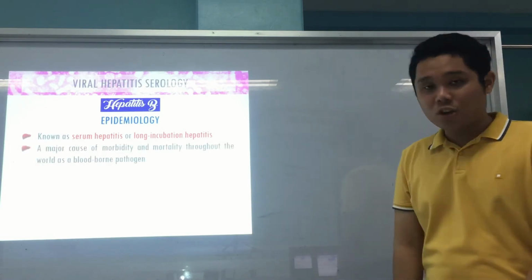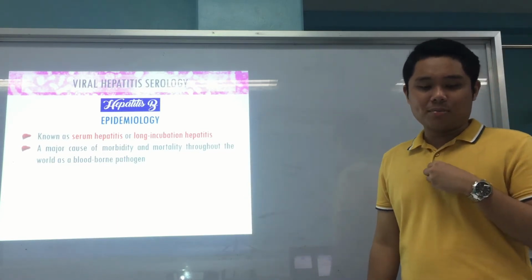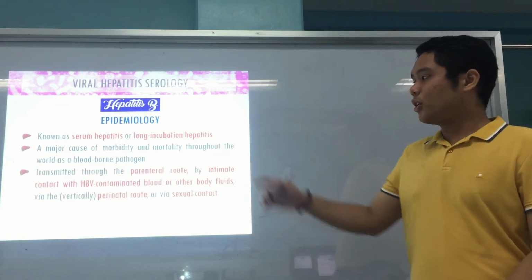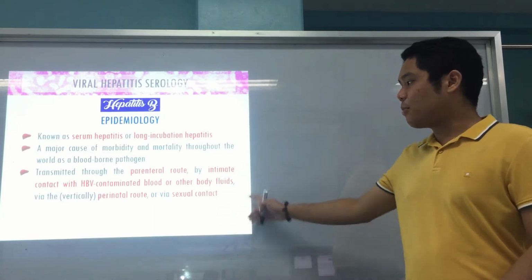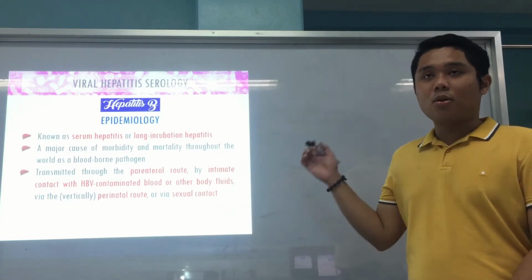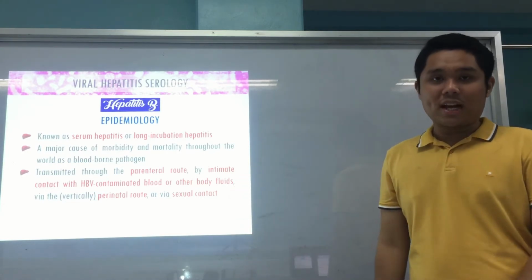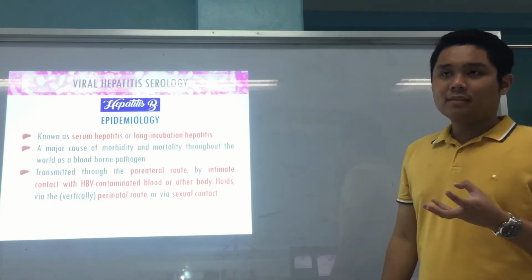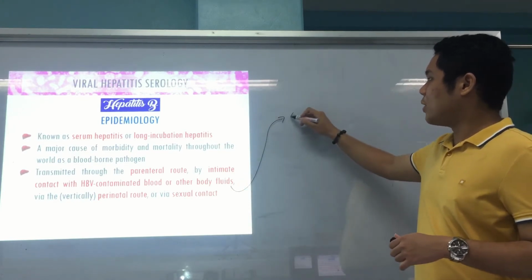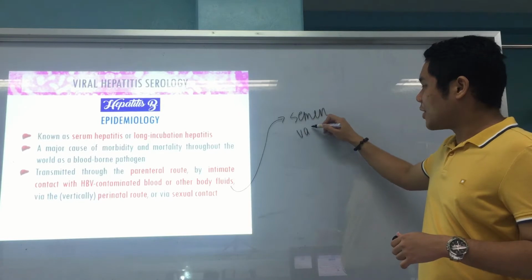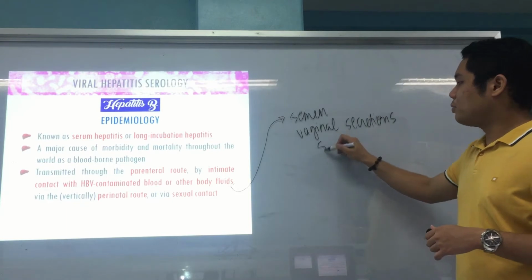So it's a major cause of morbidity and mortality throughout the world as a blood-borne pathogen. It's transmitted through the parenteral route, intimate contact with HBV-contaminated blood or other body fluids, via the perinatal route, so mother to fetus, or via sexual contact. So you could get the virus from a lot of sources. Examples of body fluids where you can get it are semen and vaginal secretions. And lastly, you can get it through saliva.